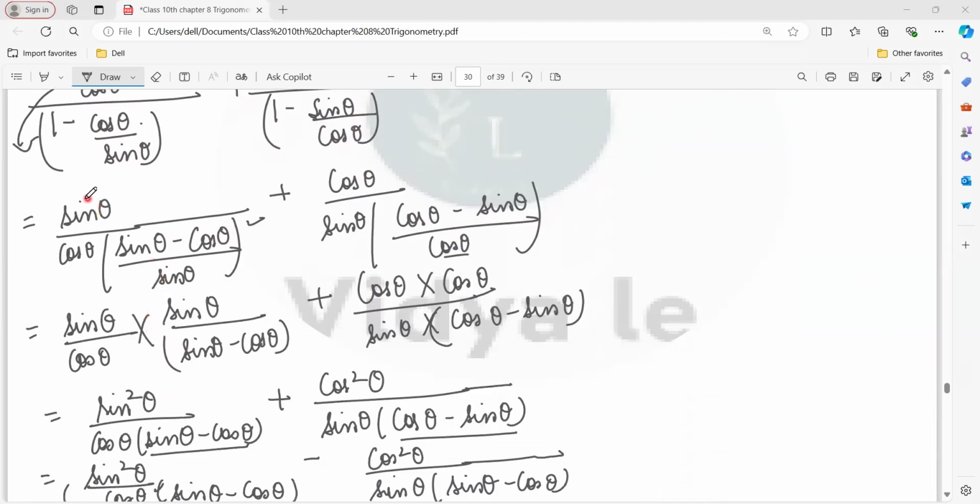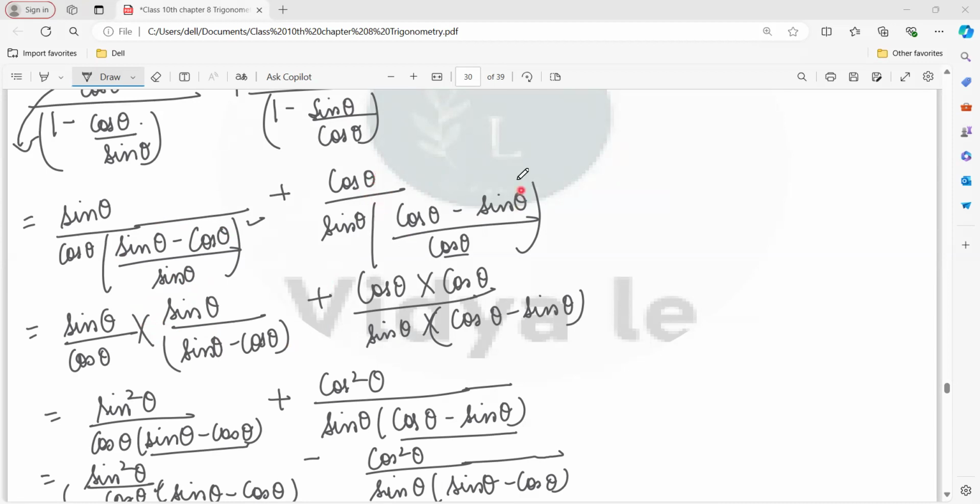Now, we have sine theta upon cos theta. This term is multiplying in the denominator when it was divided. So when we want to multiply this term, we'll take the reciprocal of it. So sine theta minus cos theta upon sine theta will become sine theta upon sine theta minus cos theta when we multiply it, right?